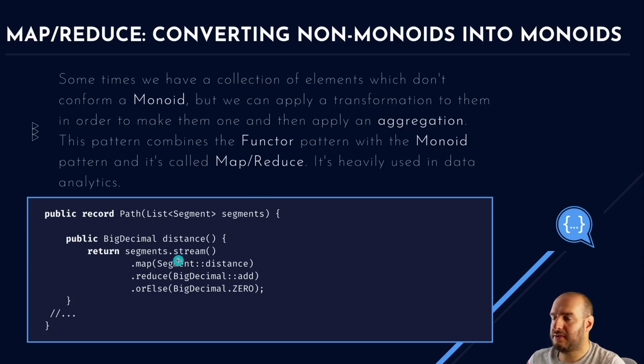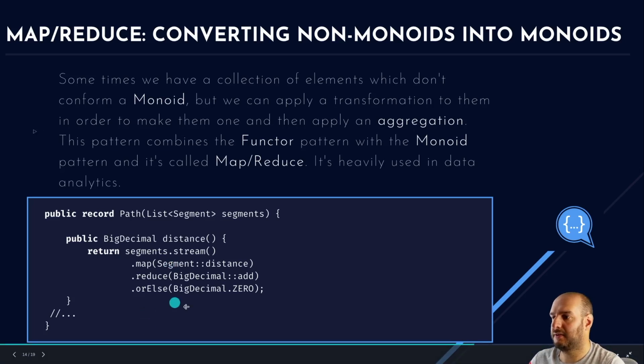For example, our segments are not monoids. We cannot add segments together and so on. But we can map them into something that can be added, and then we can reduce them. And that is why this pattern is called map reduce, because we have something that is not a monoid, because the elements don't have any associative operation whatsoever. So we turn them into elements of a monoid, and we basically operate as if, now with the actual monoid, we can reduce them and so on.